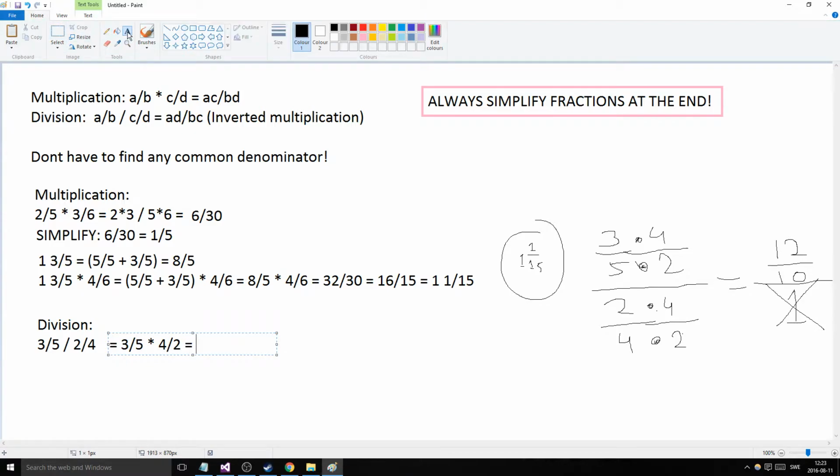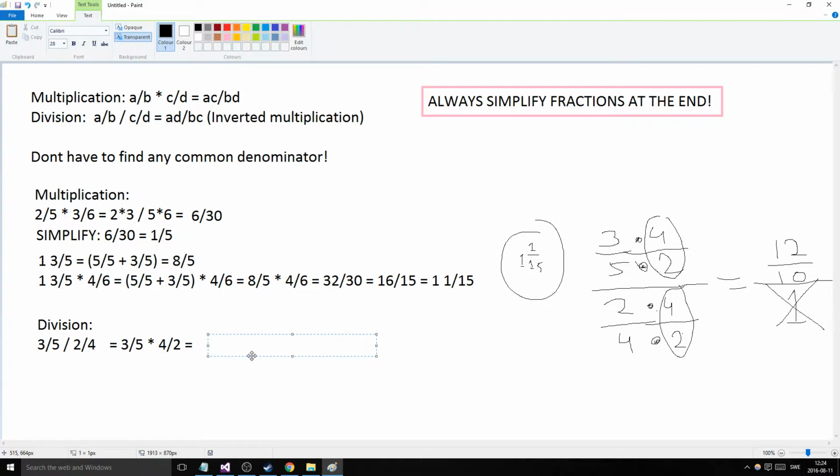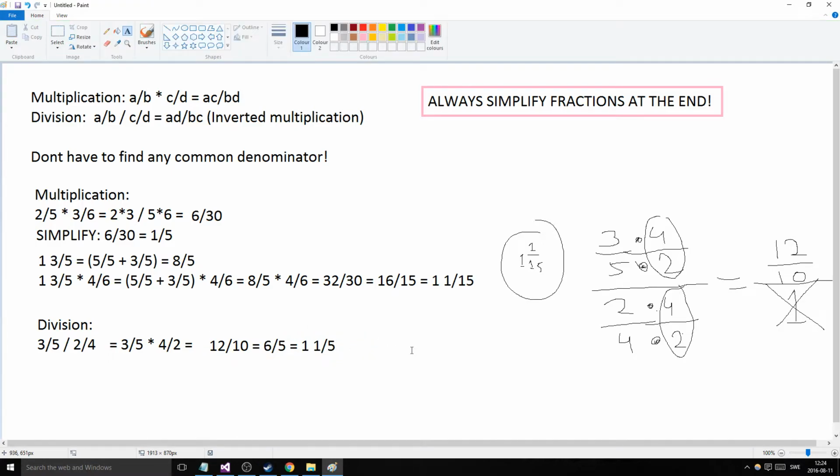So let me just make sure you get this. This and this is the same thing. You have to do the same thing on both sides. So what happens here? Well, then we have 12/10, and then we simplify this, which would be 6/5, which is 1/1/5. Correct? So 1/1/5. So that is our division right here. We just inverted this thing and we multiplied it instead of dividing it. So in that way, we got the correct answer.